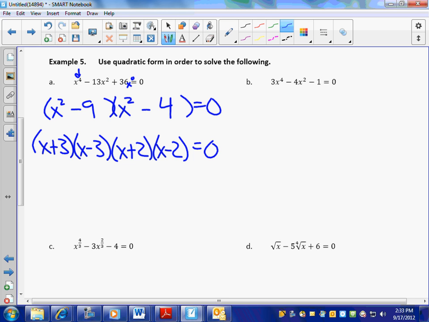So we have 4 solutions. We know by the fundamental theorem of algebra that we are supposed to have exactly 4 solutions. We do. We have x equals plus or minus 3, and we have x is equal to plus or minus 2. Those are our 4 solutions.